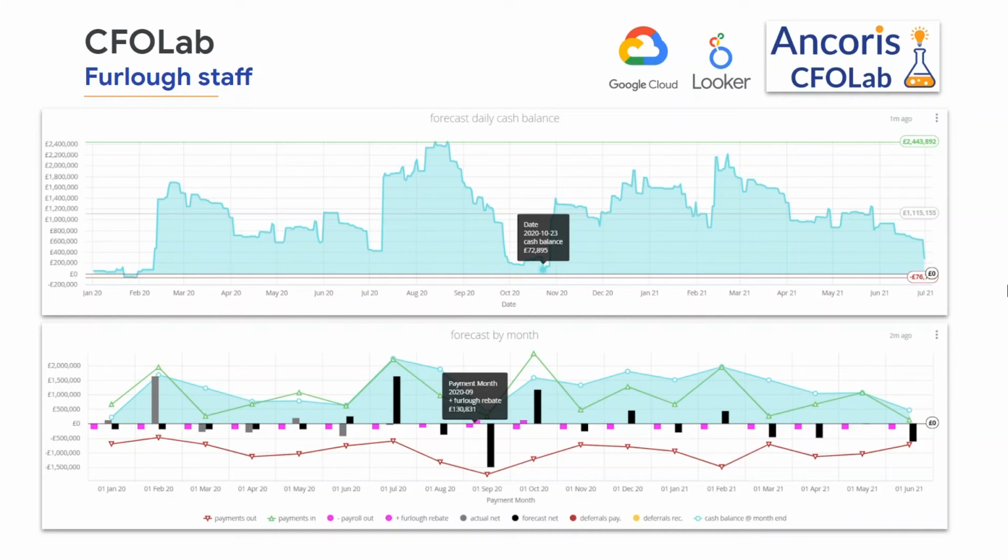So if we now look at the forecast, we can breathe a sigh of relief, and you'll see that that cash balance is now projected to be above the line. So we've now got a reasonably healthy, just under 73K.